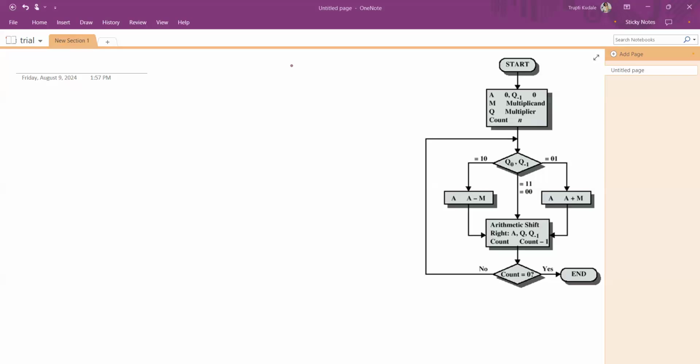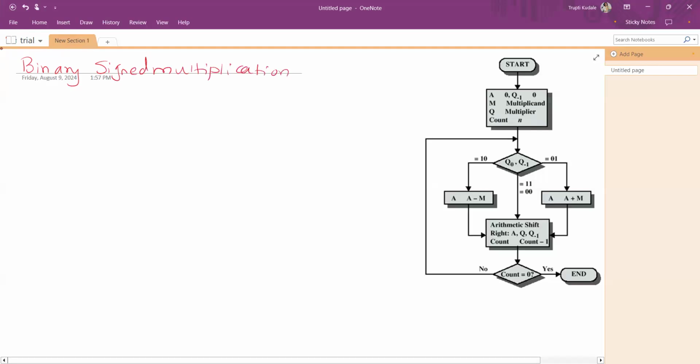We will see with an example how to use Booth's algorithm to solve any signed multiplication. So we are going to see binary signed multiplication using Booth's algorithm. We will take one example, that is 7 into minus 3. This should produce the output minus 21.